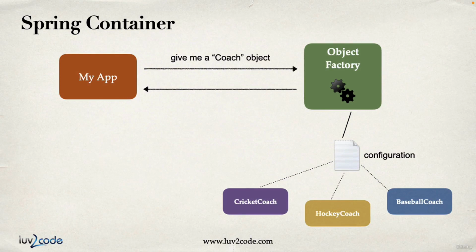And so this is where the Spring container comes into play. So the Spring container basically works as an object factory. So we'll tell Spring, hey, give me a given coach object. In the background, Spring will determine which coach object that you need based on a configuration and then give you a reference to that given coach object.